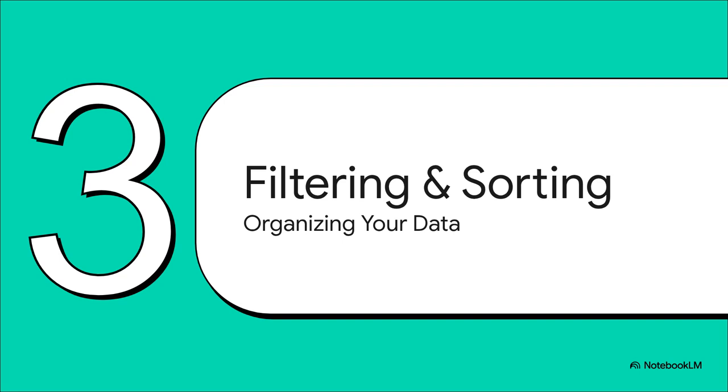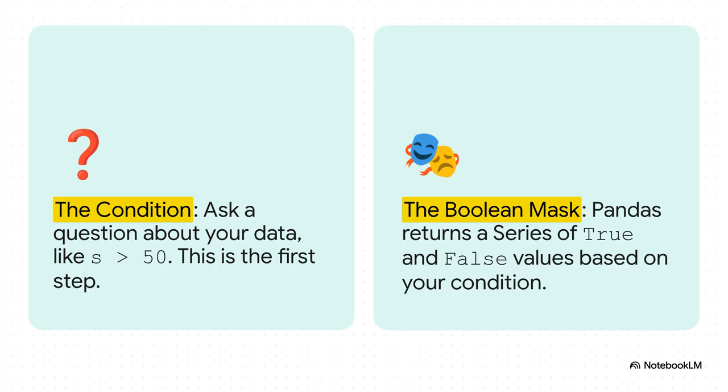What if we want to select data based on a condition, like, hey, show me all the values that are bigger than 50? Well, that's called filtering, and we're going to cover that right now, along with sorting. Filtering all starts with asking a simple true or false question. Here, we're asking our series, which of you are greater than 50? And Pandas answers by giving us back a brand new series that's just full of true and false values. This is what we call a Boolean mask, and it is the absolute key to filtering.